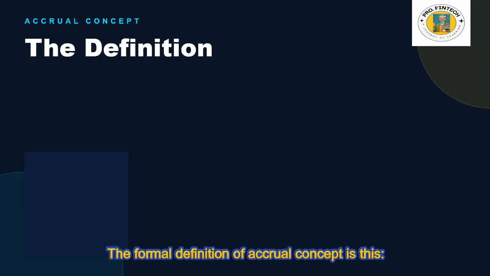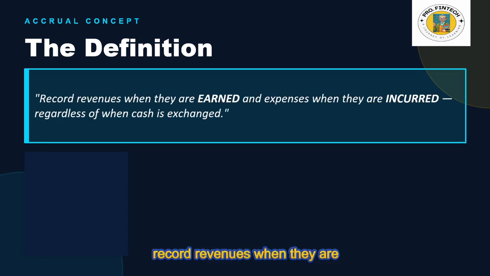Let's get official for just one second. The formal definition of the accrual concept is this: record revenues when they are earned and expenses when they are incurred, regardless of when cash is exchanged. Read that again. Two keywords jump out: earned and incurred. Earned means you delivered something of value, you completed the service, you sold the product. The transaction is done, even if no money has changed hands. Incurred means you received a benefit or created an obligation. You got the supplies, you used the electricity. The cost is real, even if you haven't paid the bill yet.